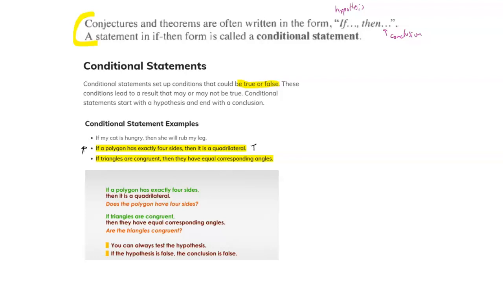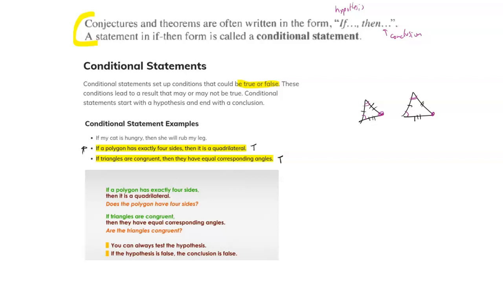The second one, right? If triangles are congruent, then they have equal corresponding angles. That is also true because if you recall triangles, let's just pretend that these triangles are congruent. I'm just putting little tick marks here based on side, side, side. Then that means the corresponding angles also have to be congruent. So that angle would match up with that. This angle would match up with that angle, right? And then finally this angle right here would match up with that angle. Okay, so again, it's an if-then statement.